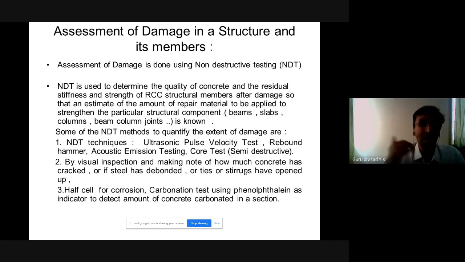Also, why do I have to assess the damage? First question that comes up: why do I have to use NDT? Why do I have to assess damage?